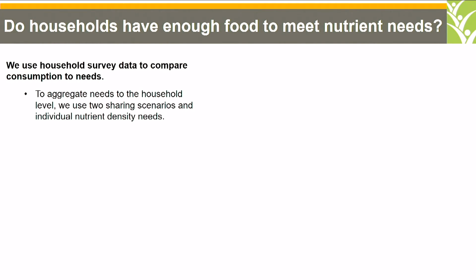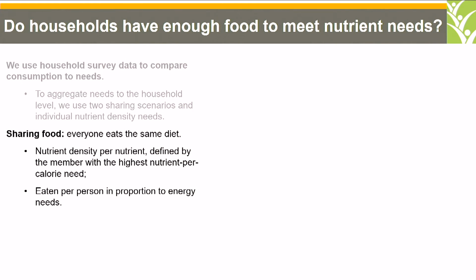So to aggregate the needs up to a household level over all of these different types of individuals, we use this concept of nutrient density, and we develop two scenarios of household food sharing in order to estimate whether or not what households are actually consuming is enough to meet their nutrient needs. And so the first scenario is a scenario of sharing, which assumes that everyone eats from the same diet, from a common family plot. And the person in that household who has the highest need for nutrient density in their diet for each particular nutrient defines the diet required for the entire household.